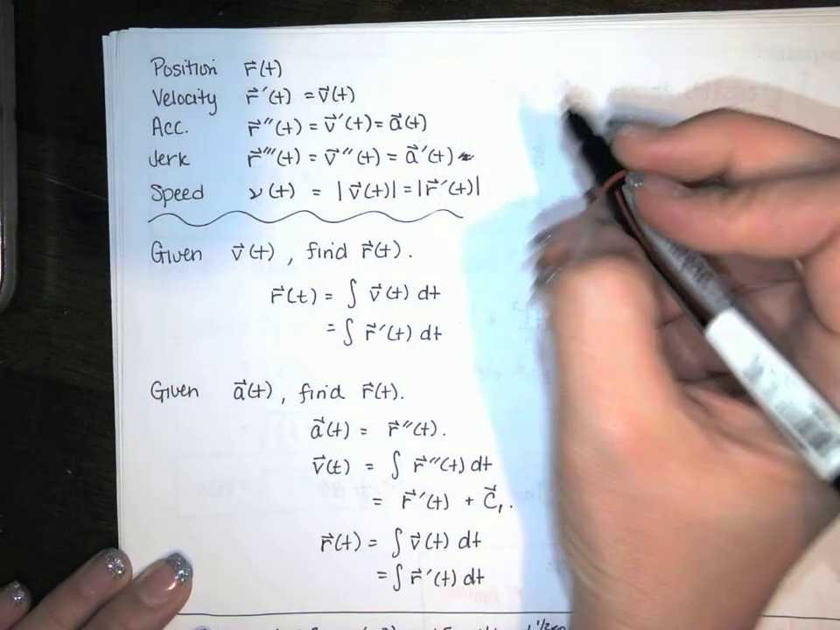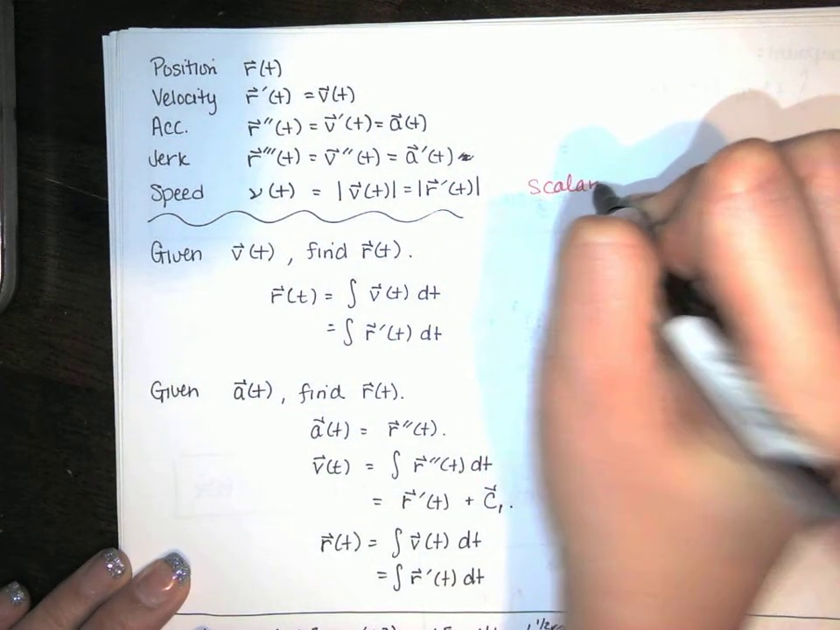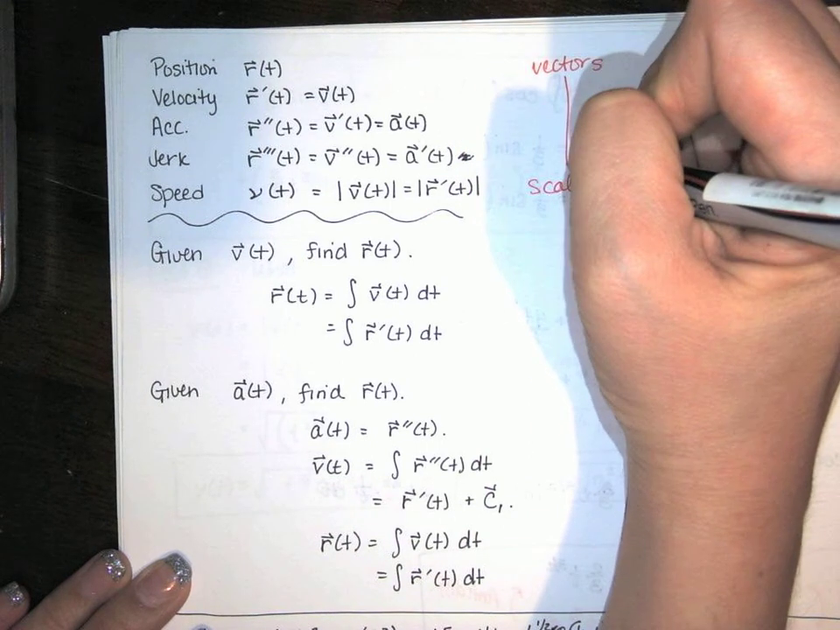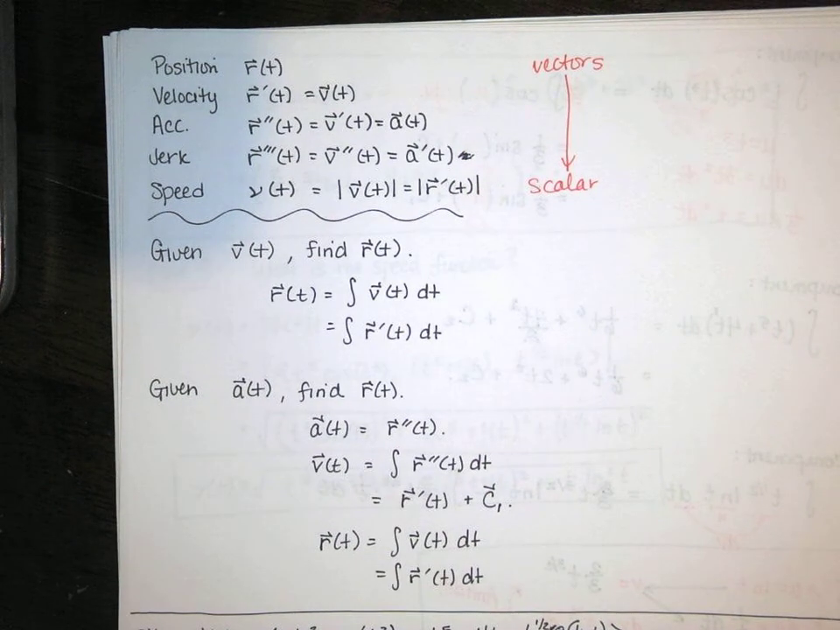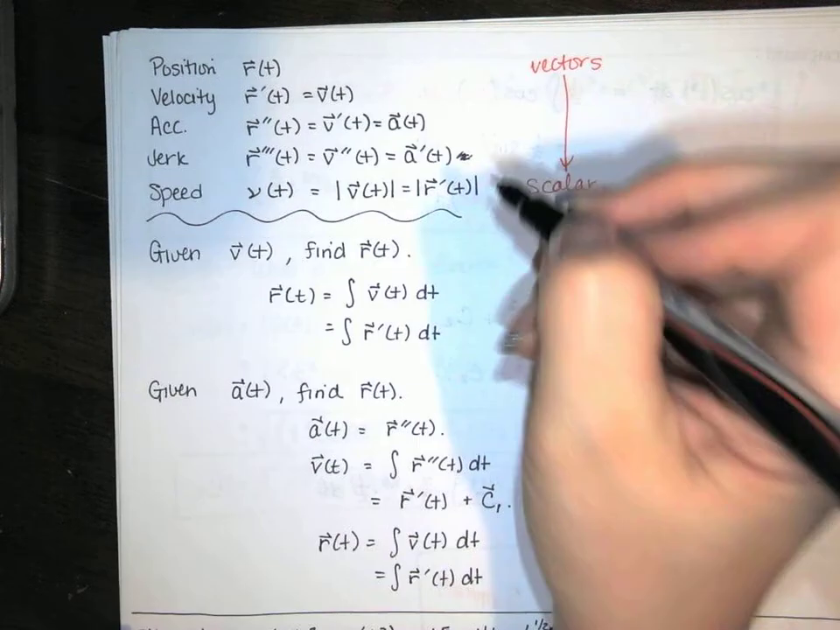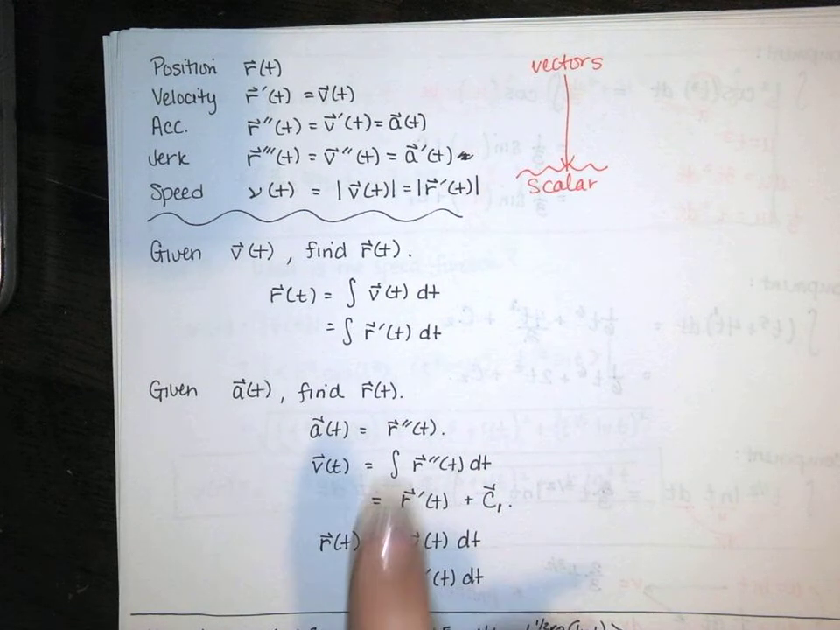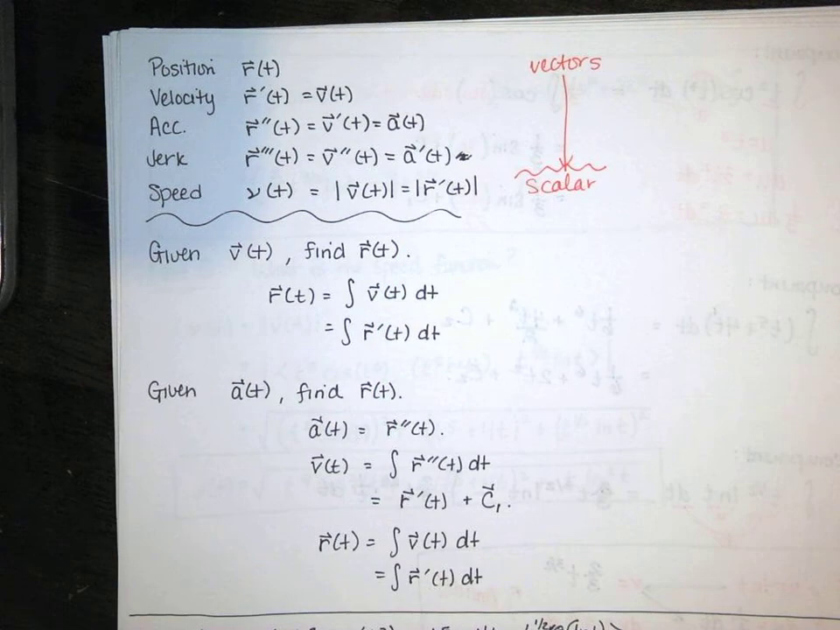Speed is the only scalar on this list. The other four functions are all vector functions. So position is a vector, velocity is a vector, acceleration and jerk are now vectors. But speed is still a scalar, and it's a non-negative scalar. It's always positive except for when it's 0.